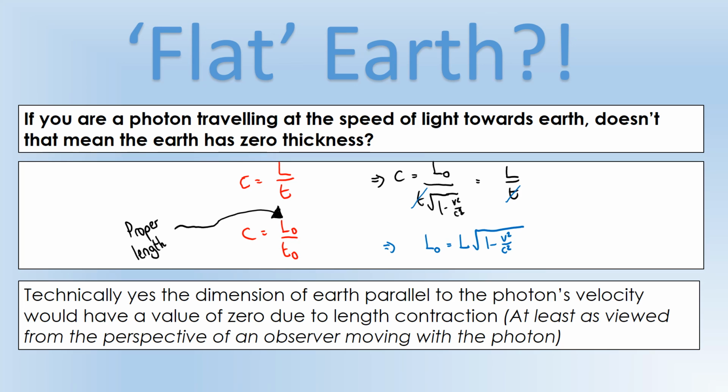So the thickness of Earth parallel to your speed would technically be tending towards zero. So if you were an observer from the perspective of a moving photon, yes, the Earth would have a thickness of zero and technically be flat. However, you as an observer are not physically able to travel at the speed of light, so consequently, it's not flat, and flat Earth nonsense is absolute rubbish.